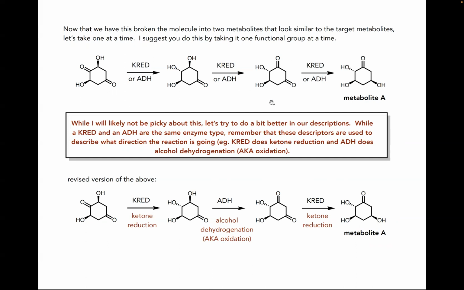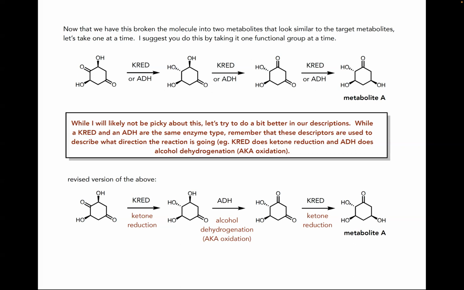And then finally, you have one more reduction to happen, right? So in the bottom right, you have to reduce that ketone down to the alcohol. And so you can use, once again, a KRAD or an ADH to get you to metabolite A.